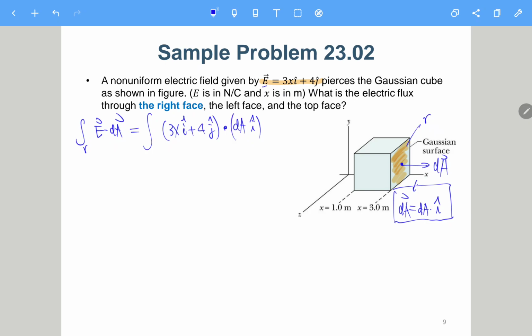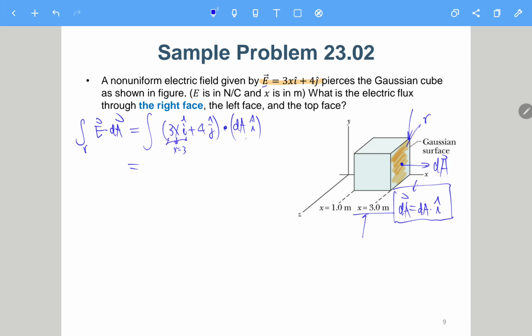Okay, and then here we can really observe that for this surface, x always equals 3. X always equals 3 for this surface. So x equals 3. But we can just keep it in mind, just keep 3x there. Okay, so let's do the inner product first.